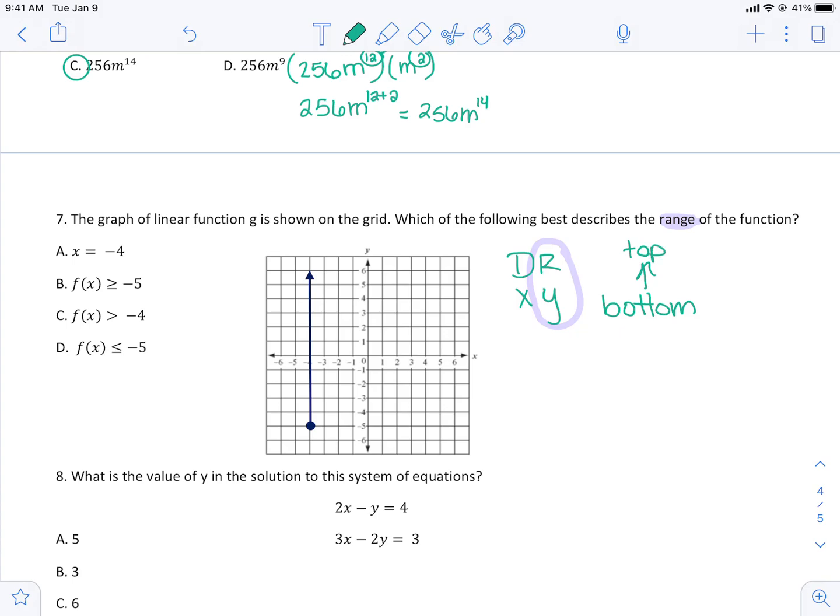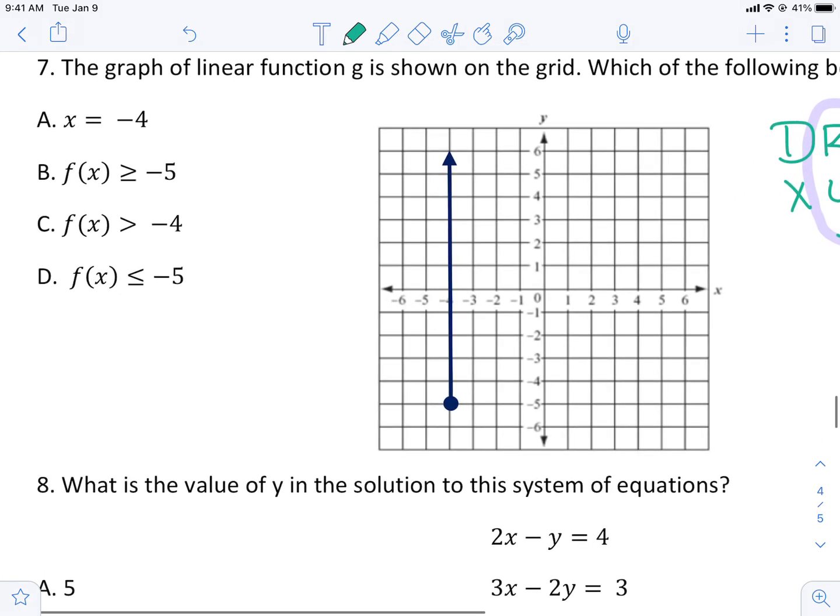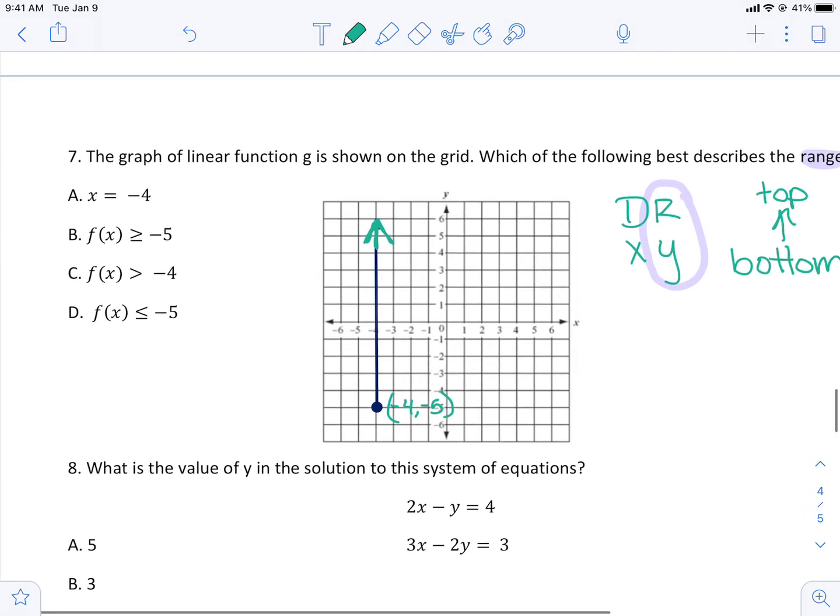Bottom to top. Now, when I look at this graph, I notice that I have one point at -4, -5, and then I have an arrow, which means it's going to keep going. So I just have one stop. Now, let's take a look at my answer choices. Okay, if I'm talking about the range, I want the Y values, which means I'm going to use -5. So I can eliminate answer choice A that uses -4 and answer choice C that uses -4.